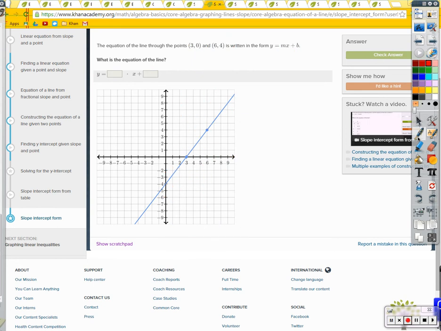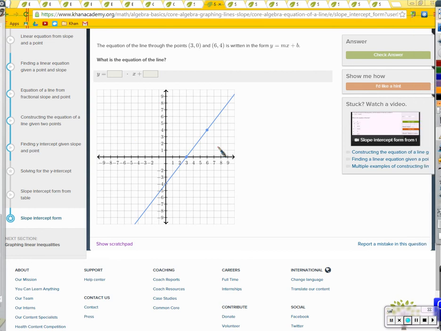This is a very similar problem. It's just that they also give us a graph that shows us where those points are. So I can find the slope. I'm taking 4 minus 0 over 6 minus 3. That's 4 over 3, so that's the slope. And again, we have 2 points. I'll use this one right here.